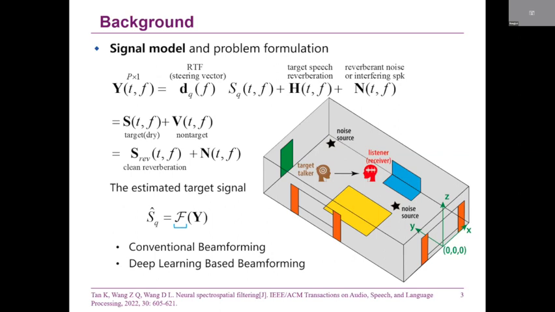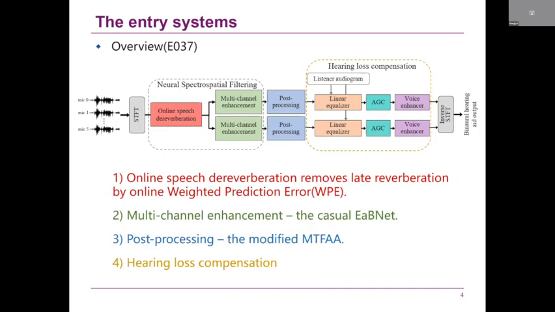Beamforming is one of the most commonly used methods. It includes conventional beamforming and deep learning-based beamforming, also known as narrow spectral spatial filtering. And this is our overview of the entry system.